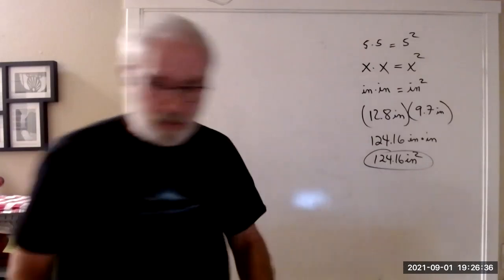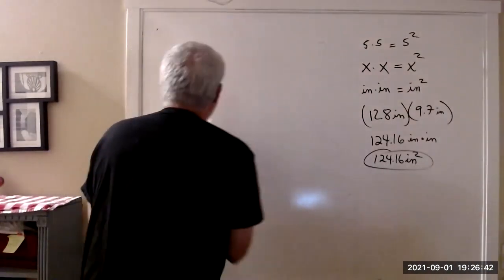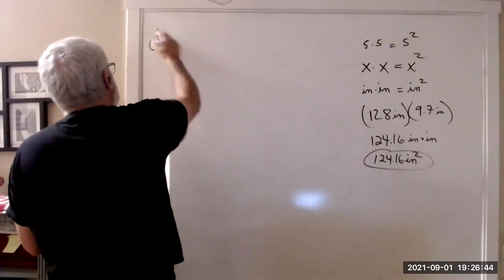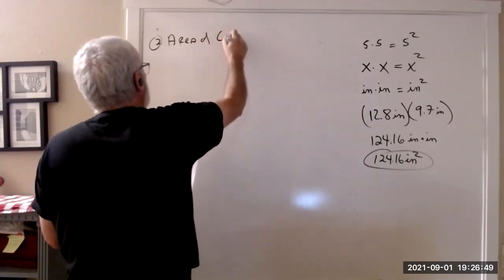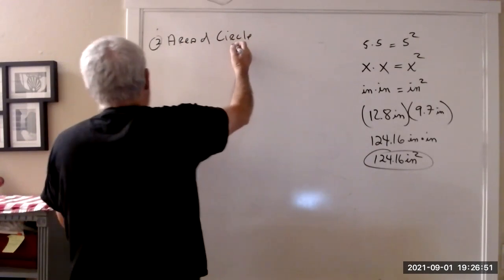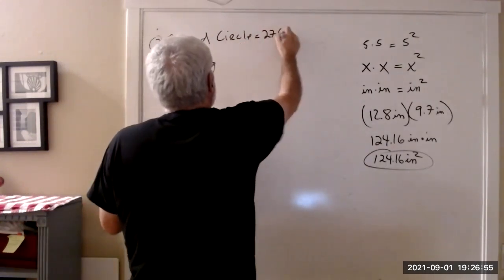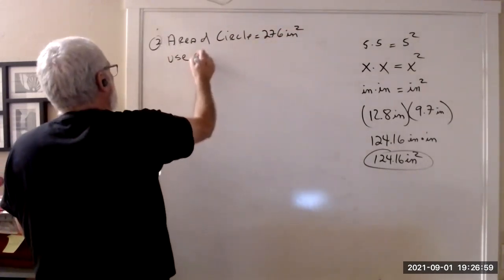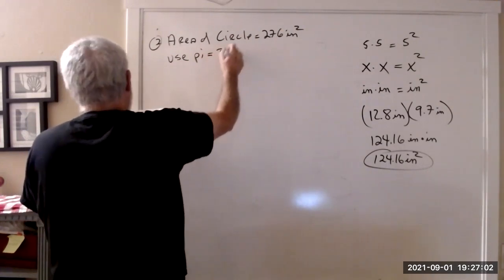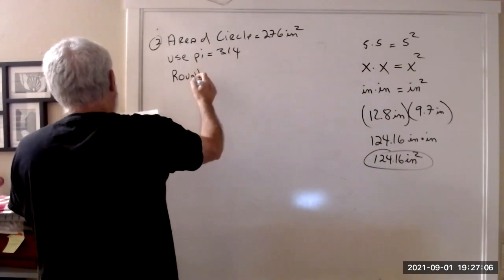All right. Next problem, which I hope you downloaded and will do. I'll just write it up here. Number 2 says the area of a circle is 276 inches squared. It says use pi equals 3.14. We want to round our answer to the 100th.